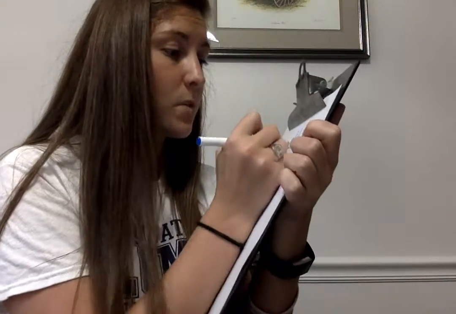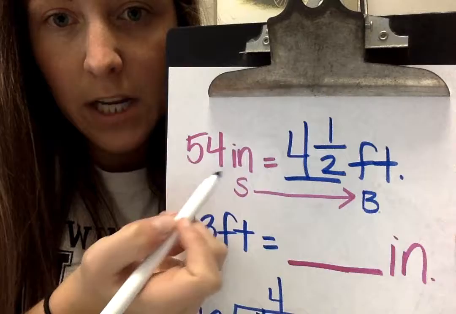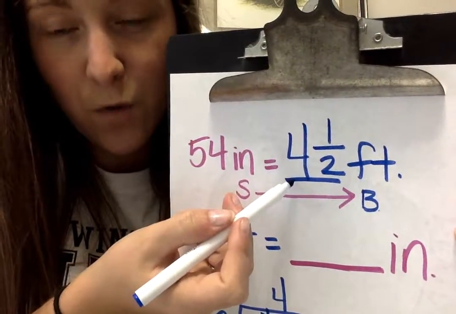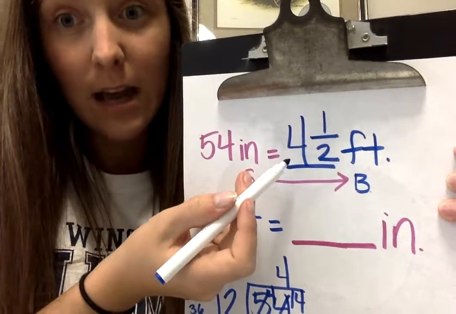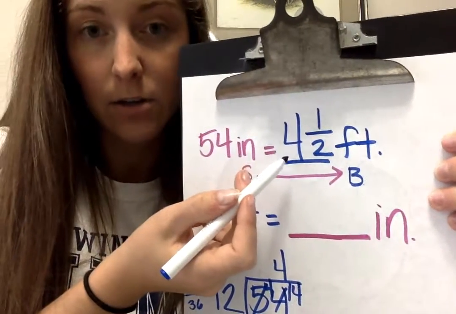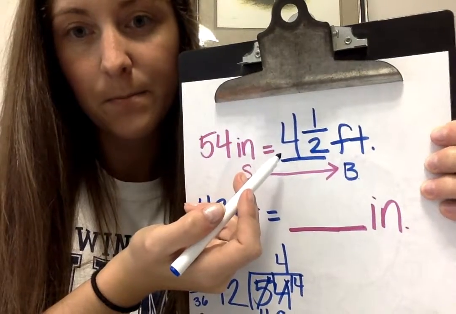So what I have up here is that 54 inches actually equals 4.5 feet. Some of you guys are probably either this high or probably taller. You guys have a lot of tall kids in your class. So that's 4.5 feet right there.